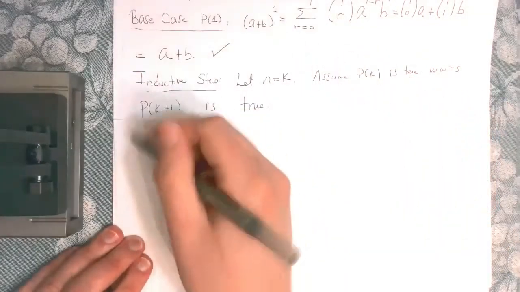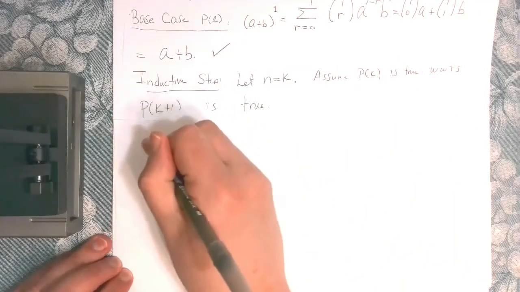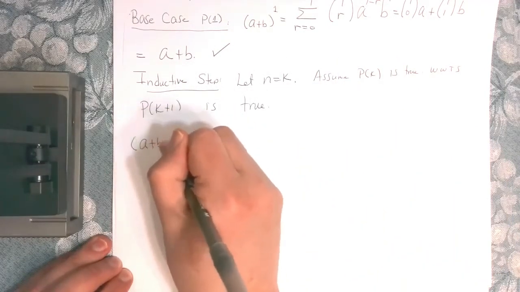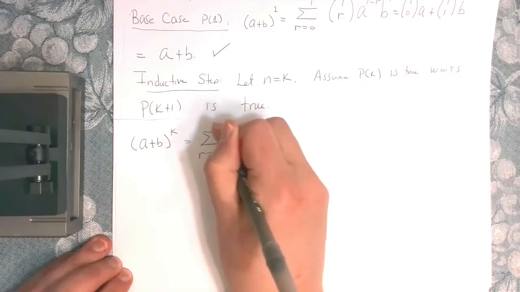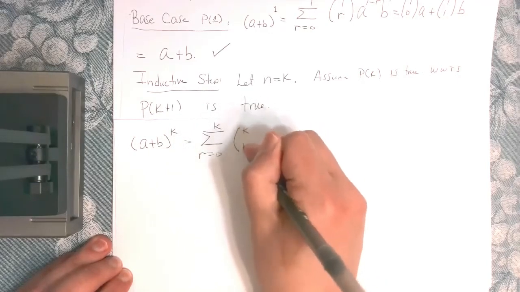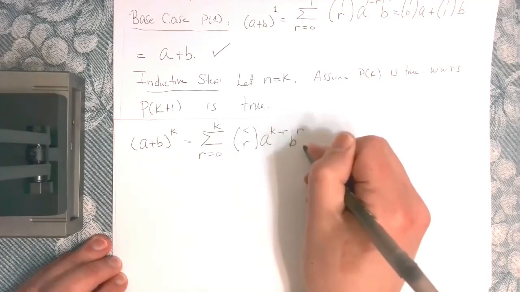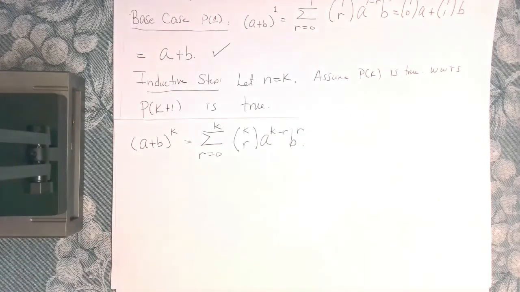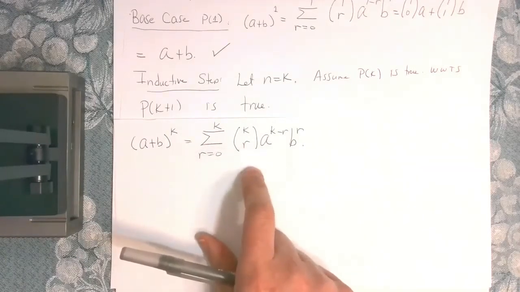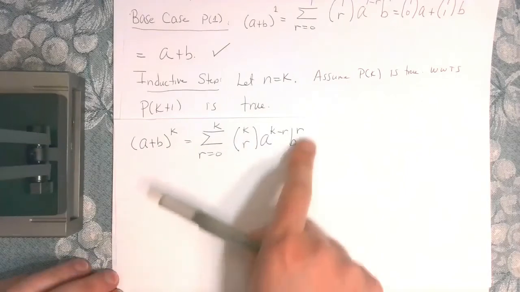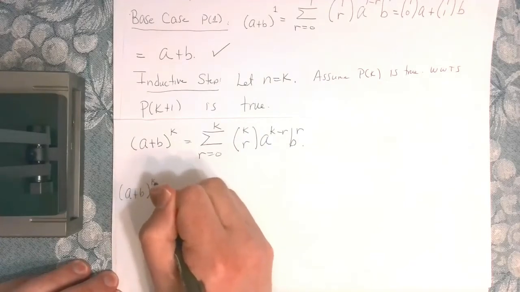Okay, so here, let's start with this, right, where we can use our inductive hypothesis right off the bat. So you've got a plus b to the k is the sum from r equals 0 to k of k choose r, a to the k minus r, b to the r. And I'm going to expand that out next. So I'm going to choose a lot of terms so you can see the pattern when we get there. So now I'm actually just going to write this out, showing a lot of terms.